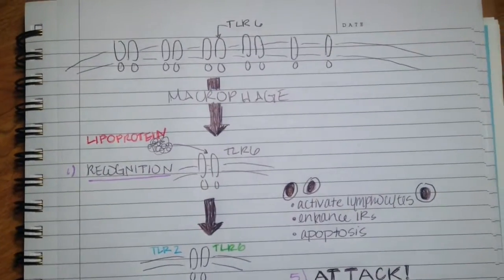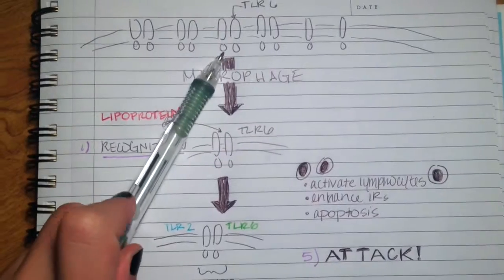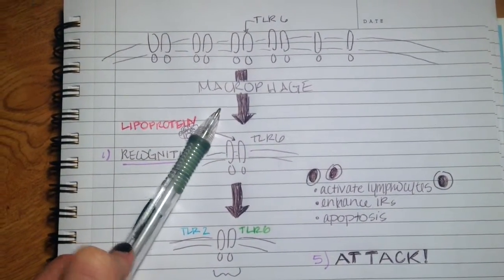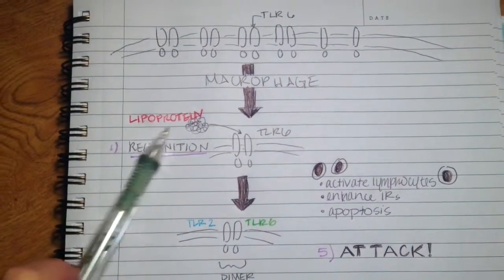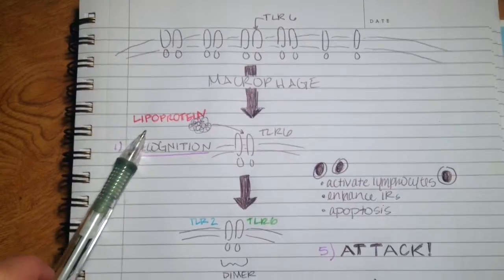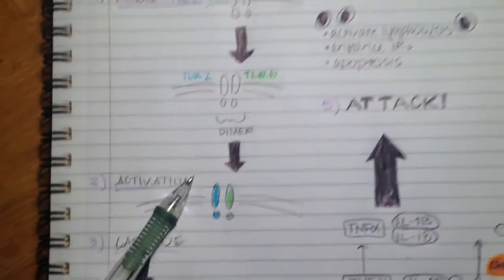Step 1, recognition. So a toll-like receptor, or TLR, sits on the membrane of an immune cell. In our case, I'm going to use a macrophage. The TLR remains inactive until it recognizes a foreign molecule, and in this example, I'll use a bacterial lipoprotein. TLR6 will actually team up with TLR2 to form a dimer, which brings us to step 2, activation.